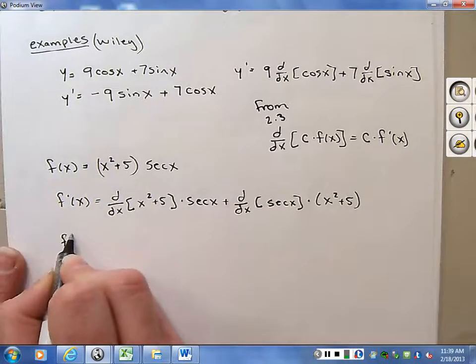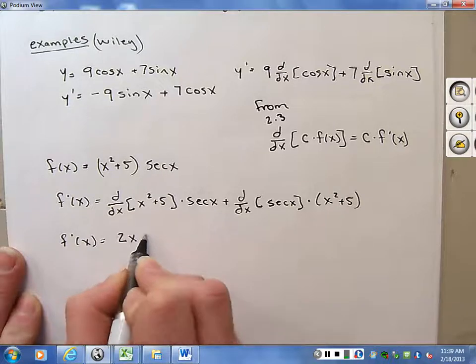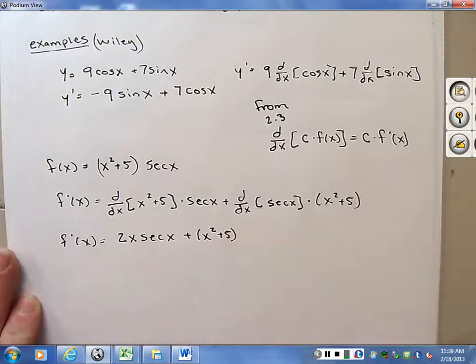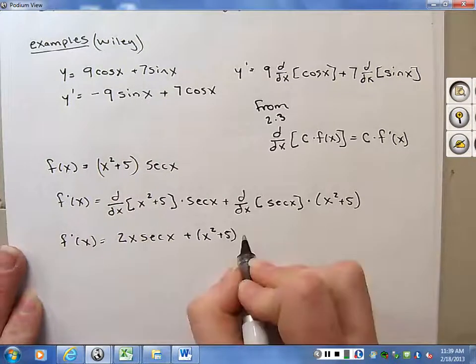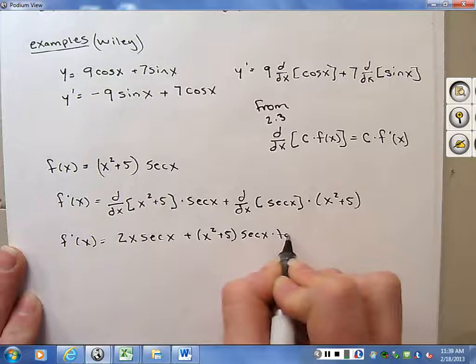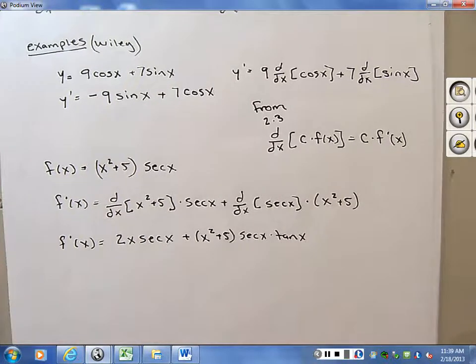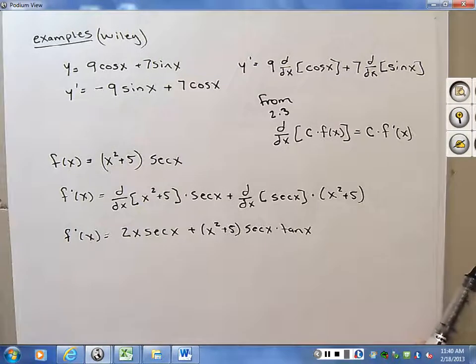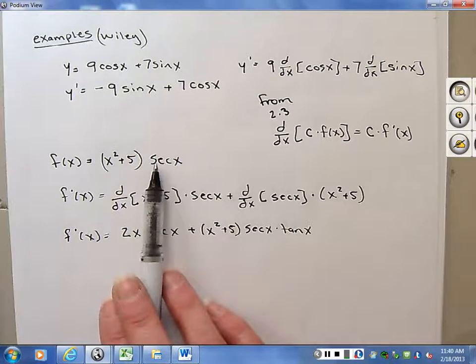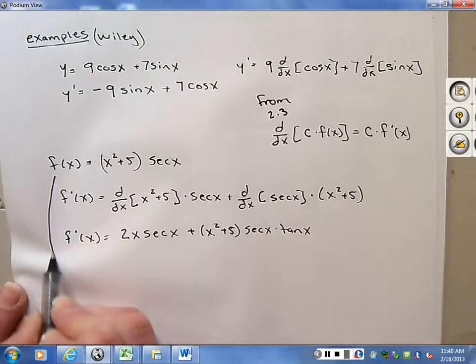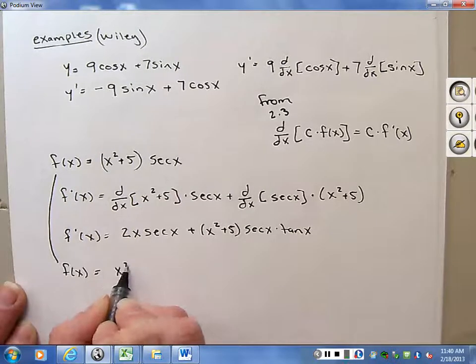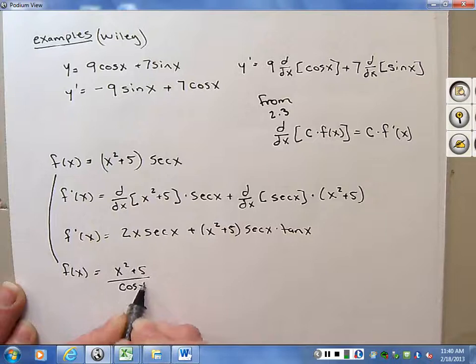So going through here and simplifying, I get 2x times secant of x plus x squared plus 5 times, what is the derivative of secant? Secant x, tangent x. Any questions on that? If you didn't remember it, you could do it on the side and convince yourself it's secant tangent, or you could rewrite secant as 1 over cosine. So you could do the function x squared plus 5 over cosine and do the quotient rule.